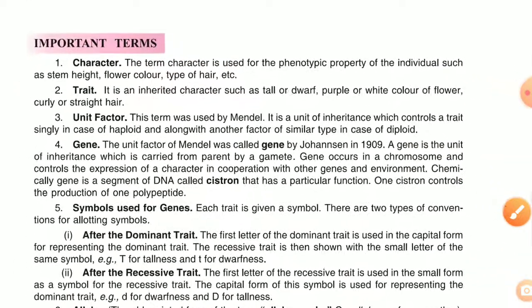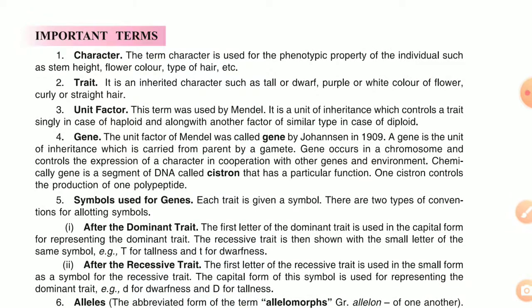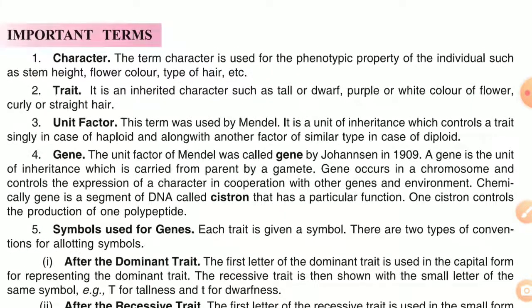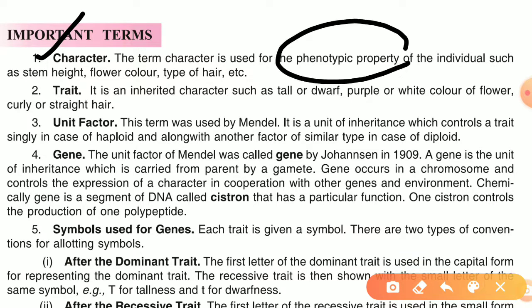So the first term is character. Now, what is character in the sense of genetics? जैसे हम लोकली बोलते हैं कैरेक्टर, उसका कैरेक्टर अच्छा है, उसका कैरेक्टर अच्छा नहीं है. सो ये वो कैरेक्टर नहीं है. What does character mean in genetics? In genetics, character is used for the phenotypic property of an individual. Phenotypic property means किसी organism का, किसी इंडिविजुअल की अपीयरेंस कैसी है, उसकी हाइट कैसी है, उसका स्किन का कॉम्प्लेक्शन कैसा है, उसके हेयर कैसे हैं, उसकी नोज की शेप कैसी है, उसकी वॉइस कैसी है. These all are called character.